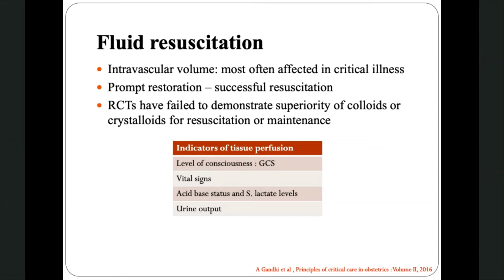So what are the indicators of tissue perfusion? One, level of consciousness. Second, vital signs like pulse rate and blood pressure. Third, acid-base status and serum lactate levels. Fourth is urine output.